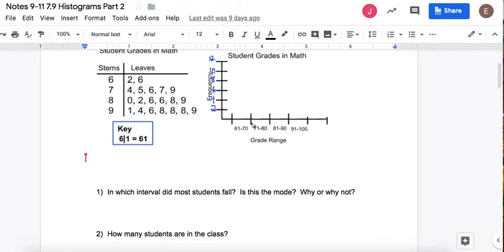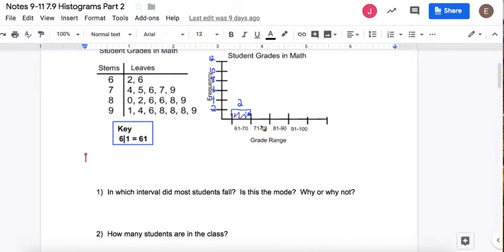So we want 61 to 70. Now, we have to make sure we're looking at both rows because 61 to 70, 70 could be in this row. So we have 62 and 66, so that's 2. So let's make a bar with a height of 2. And remember, we're going to put the frequency over the top of it.